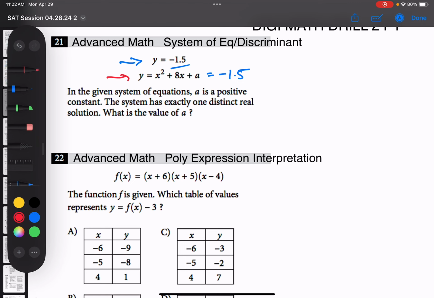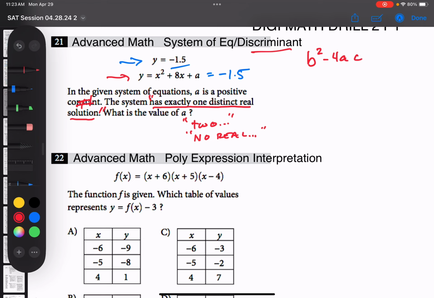That's dirty. In the given system of equations, a is a positive number, all right? The system has exactly one distinct real solution. Whenever you see those words, it can say has exactly one distinct real solution, or it can say it has exactly two distinct solutions, or it can say it has exactly no real solutions. Whenever you see these words that I've underlined or the other two sets of words, then you're dealing with what's called a discriminant. And that is, remember your quadratic formula? Underneath the radical, you have b squared minus 4ac.